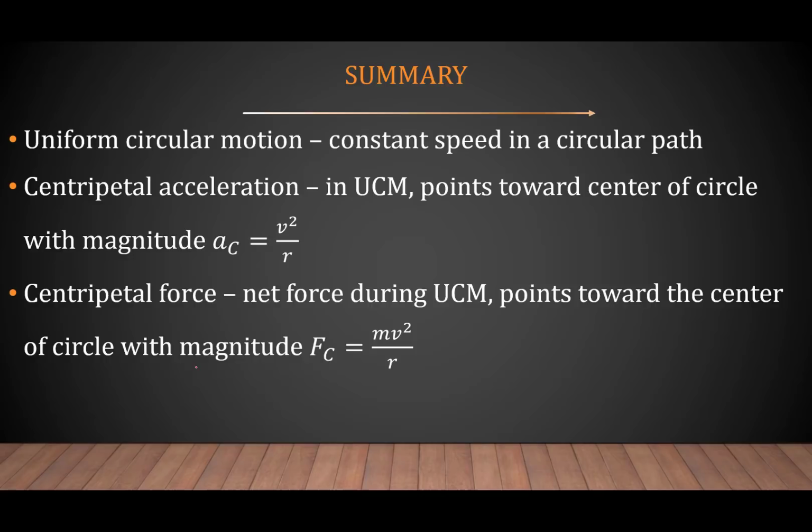In summary, for uniform circular motion, we move at a constant speed in a circular path. The centripetal acceleration points towards the center of the circle, and the magnitude is v squared over r. The centripetal force is the net force during uniform circular motion. It points towards the center of a circle, and the magnitude is mv squared over r. That's all.